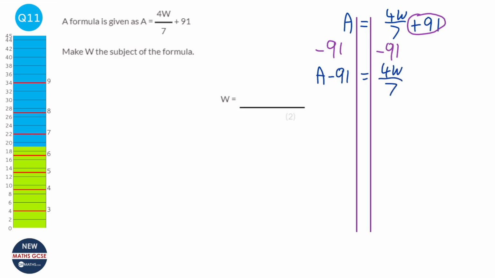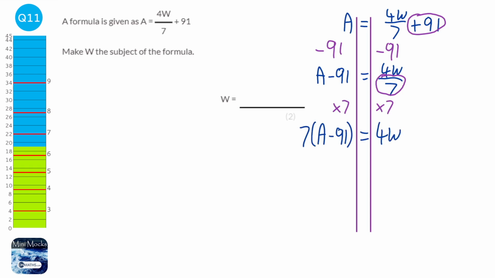Next, we've got this 4w that's trapped in this fraction. So we've got to get rid of this fraction here. So that is over 7, or divided by 7. How do we get rid of that? Well, we times both sides by 7, because the inverse of divide is times. So we're going to end up with 7 times a minus 91, so it's timesing the whole thing, equals 4w.